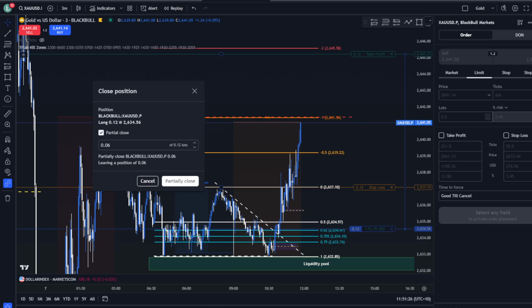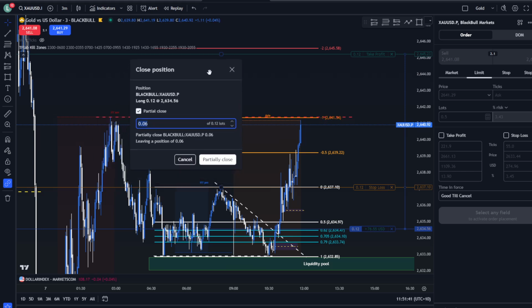Alright, so another update on this. We haven't hit our stop loss yet. We're moving up to the next take profit target. We're going to half the position size again. I've just got it up here already.